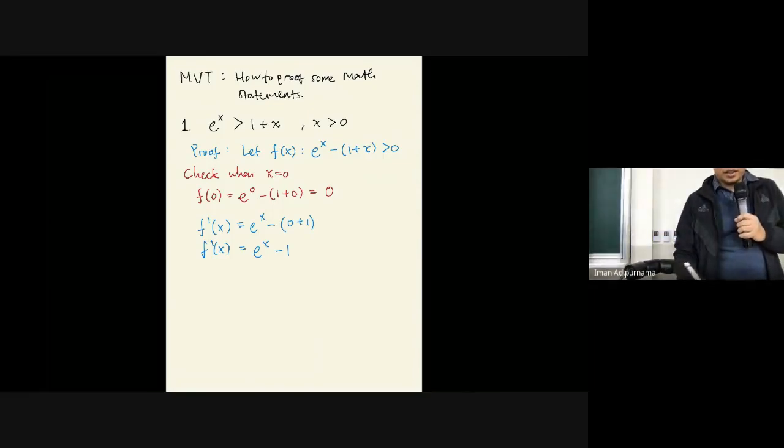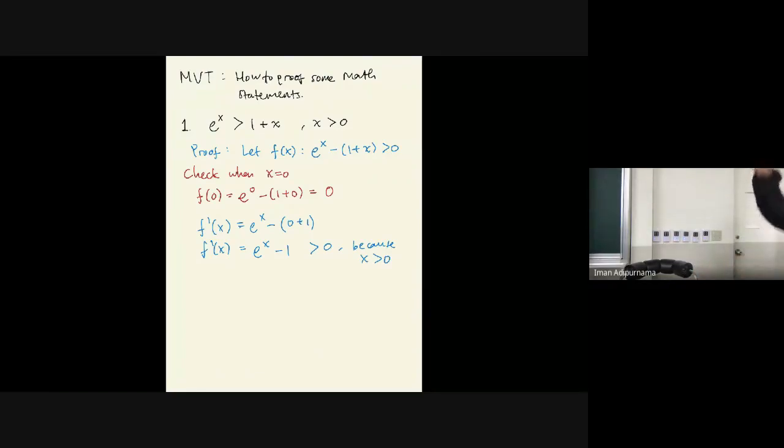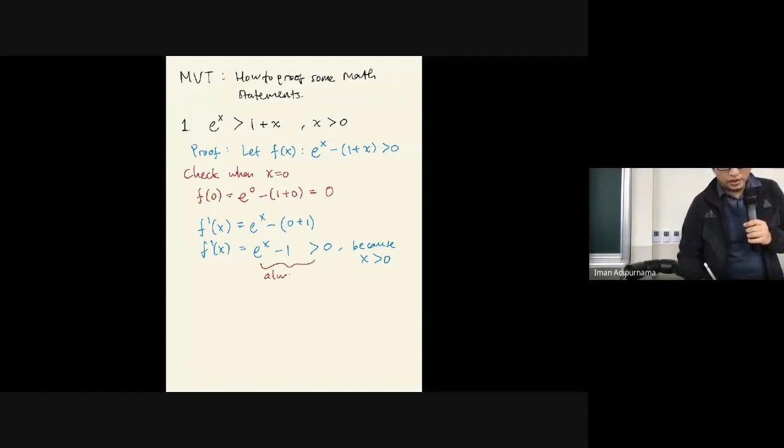And this is actually positive, right? Because x is positive. When x is 0, it's 0, but x should be positive, so it will never be negative, never less than 0. Get it? Because x is always positive, the statement of e to the x minus 1 is always correct, right? It's always positive, right? So this will be always positive.